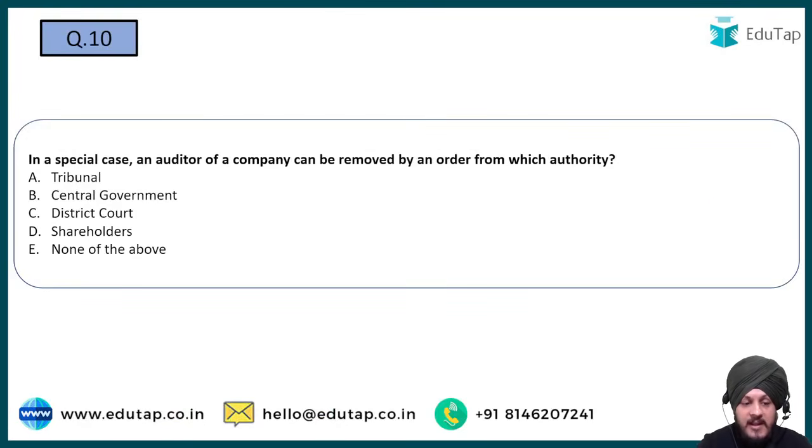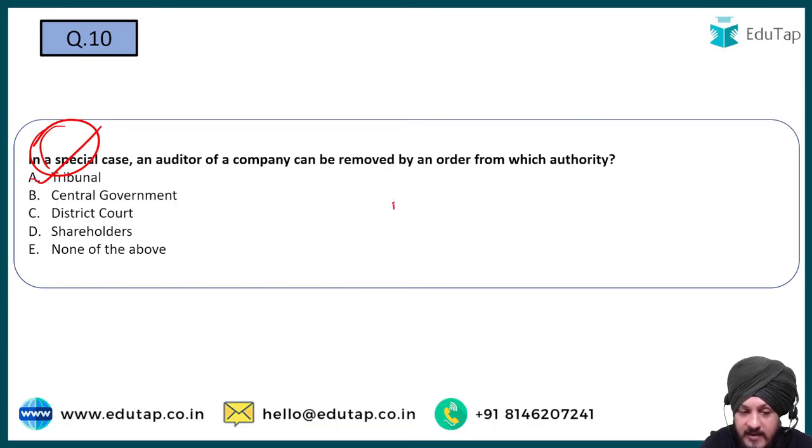Now moving on to question number 10. In special case, an auditor of a company can be removed by an order from which authority? So in special case, the auditor of a company can be removed by an order from which authority? Option A, tribunal. Option B, central government. Option C, district court. Option D, shareholders. Or option E, none of the above. So the correct answer to this question is going to be the tribunal. A is going to be the correct answer.